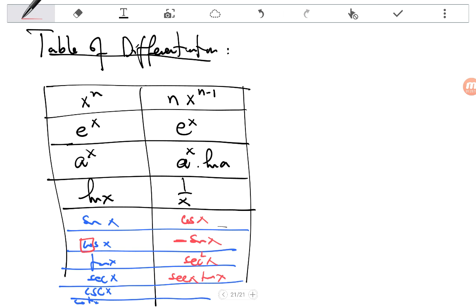Now this is the derivative of the function, not the function. Some students put sine equal; no, it is the derivative of the function. Cosec is a co, so the derivative would be negative cosec cotan. And the derivative of cotan x will be negative cosec squared.